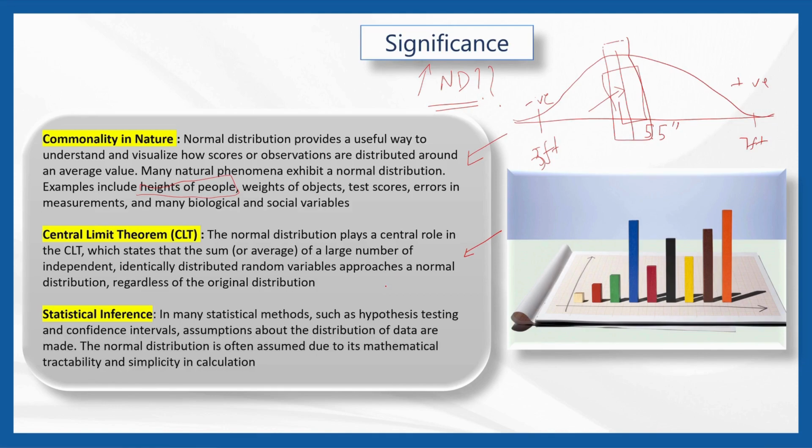The second important significance of the normal distribution is that it plays a very significant role in the central limit theorem, which states that the sum or average of a large number of independent and identically distributed random variables approaches a normal distribution regardless of the original distribution.